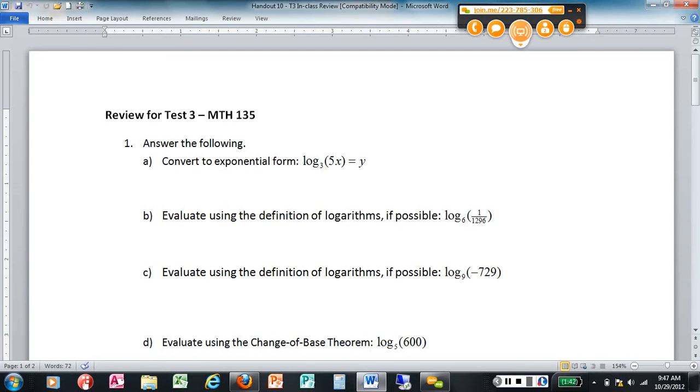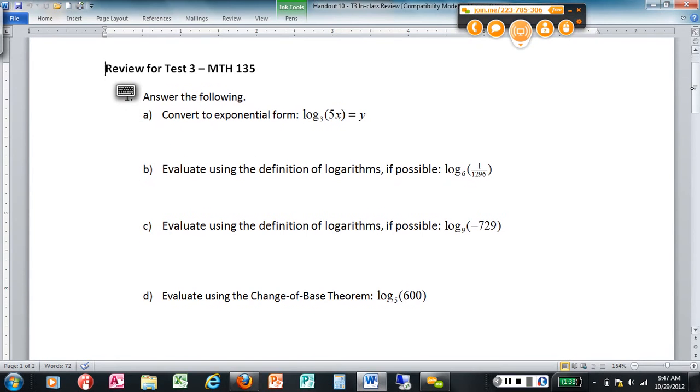So for test 3, for this test, we covered basically two things. We covered exponentials and logarithms. On the sheet that I gave you there, let's start out with logarithms. The basics of knowing logarithms is knowing the definition.